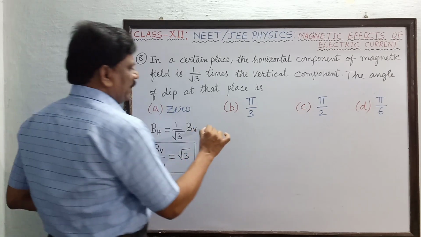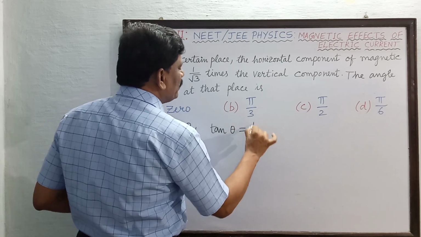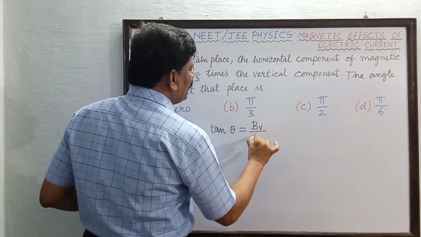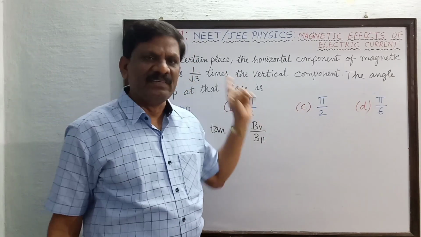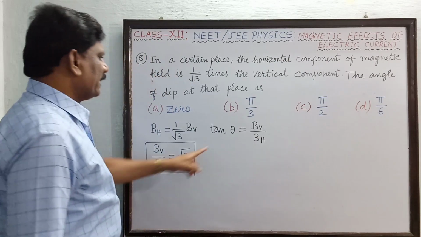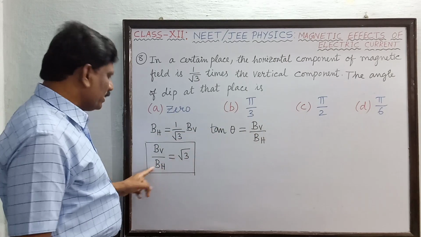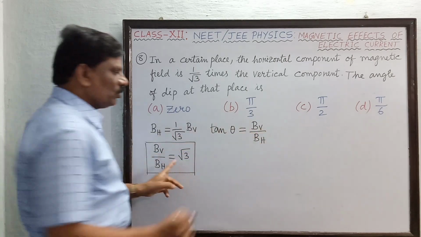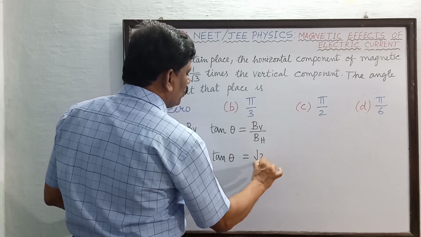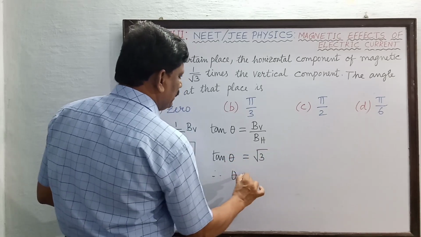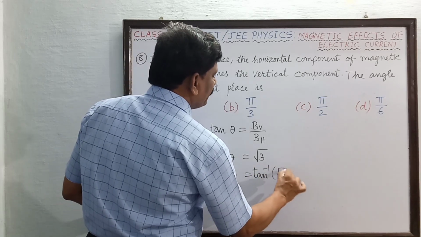Now, tangent value of the angle of dip theta is equal to B vertical divided by B horizontal. This is the expression from the definition, is it not? So, tan theta is equal to B vertical by BH. What shall we substitute now? This is equal to root 3. So, tan theta is now equal to root 3. Therefore, theta is equal to tan inverse of root 3.